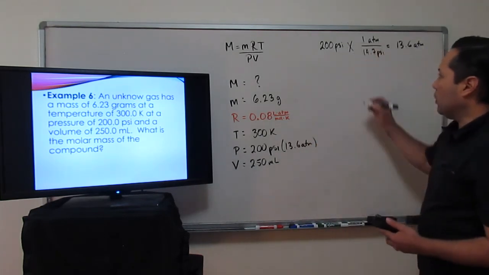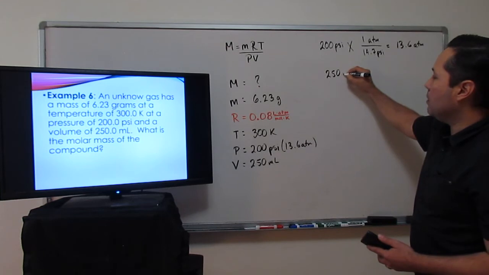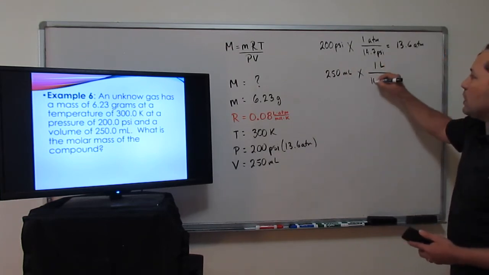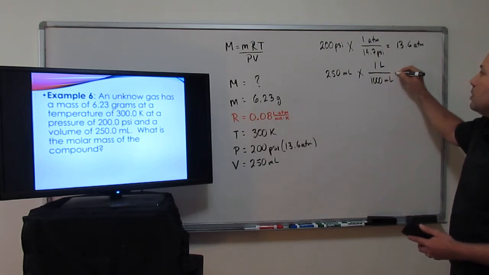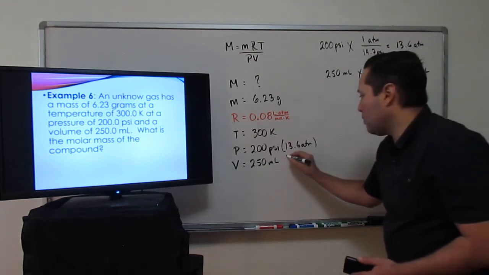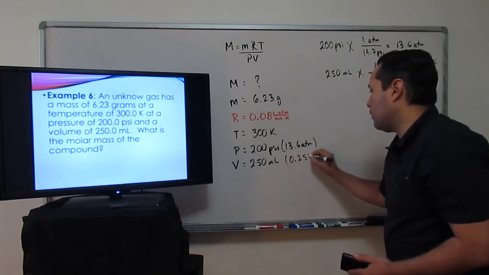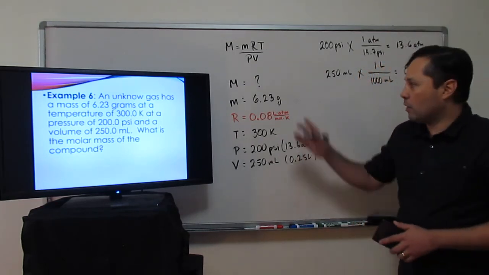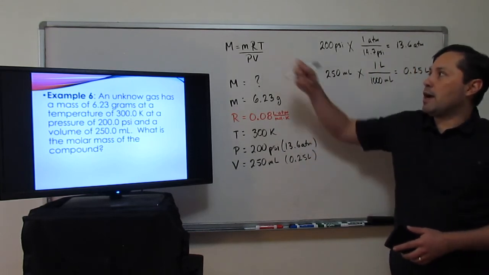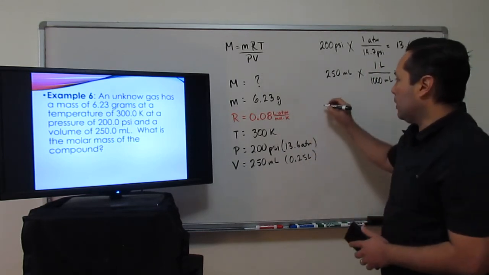And for the volume, you have 250 milliliters. We're going to go ahead and convert them. For every 1 liter, there's 1,000 milliliters. So that gives us 0.25 liters. So that is the volume that we're going to plug in, 0.25 liters. Alright, now we got all the units in the proper units. Now, let's go ahead and plug them into the formula.